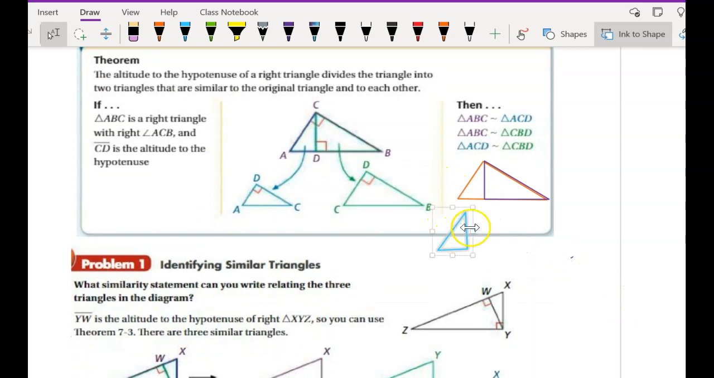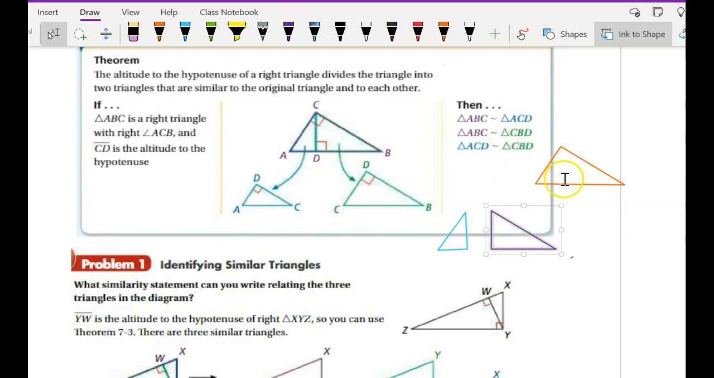So this is triangle ACD. And okay, here's my big triangle. Okay, so these three triangles are similar to each other because CD broke it down. So here are the individual triangles so that you can see that they're similar.